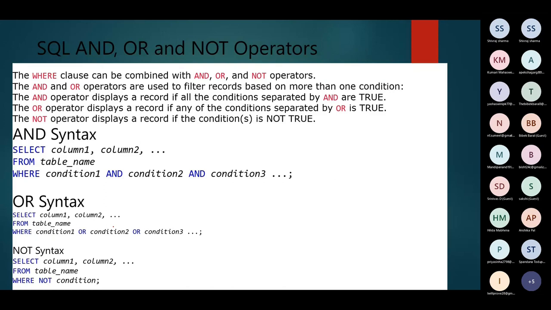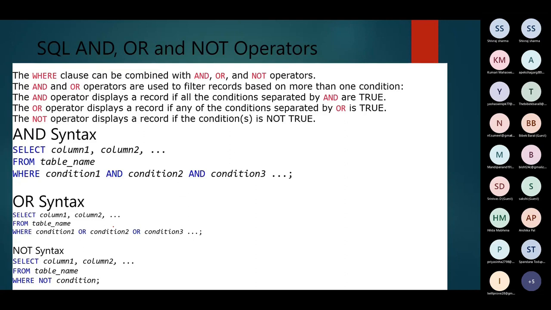The same thing, just not condition. It means if you want to say select star from customers where not country equals to Mexico, what will you retrieve? You will retrieve all the data, just not Mexico will come. All the other data than Mexico. The entry that contains the Mexico country will not be retrieved, and the other data will be retrieved. Just opposite to the previous one.